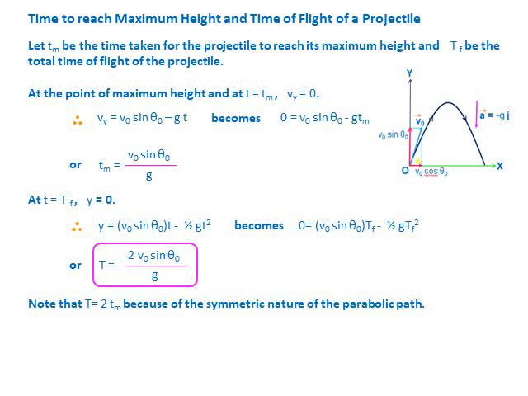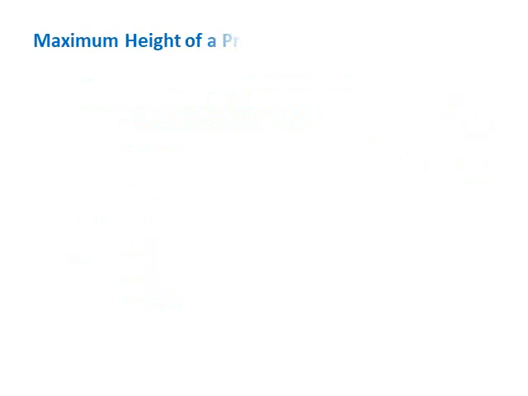the vertical distance will be 0, y will be 0. So by using the second equation of motion, 0 equals V naught sine theta naught into Tf minus half g Tf square. So you get T equals 2 V naught sine theta naught upon g. Here you can see that the total time of flight is twice the time to maximum height because of the symmetrical nature of the parabolic path.